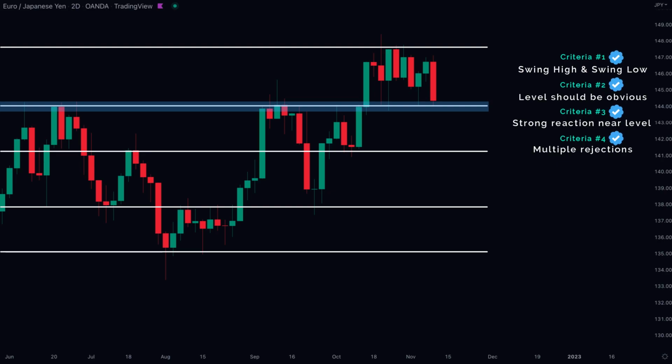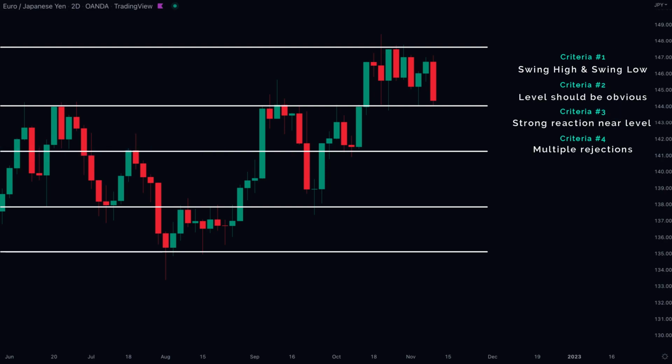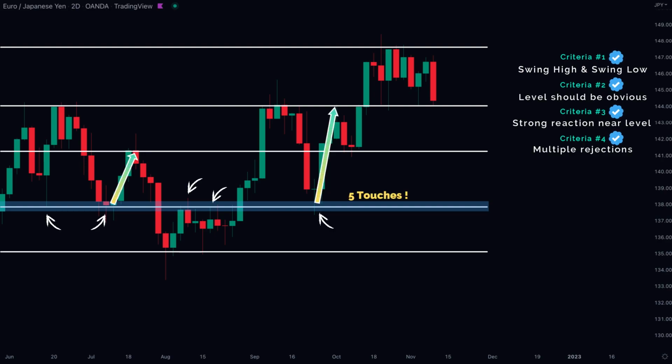All the conditions were met here. We even have 6 touches. And another one respecting our conditions. Again, a lot of touches at this level too.